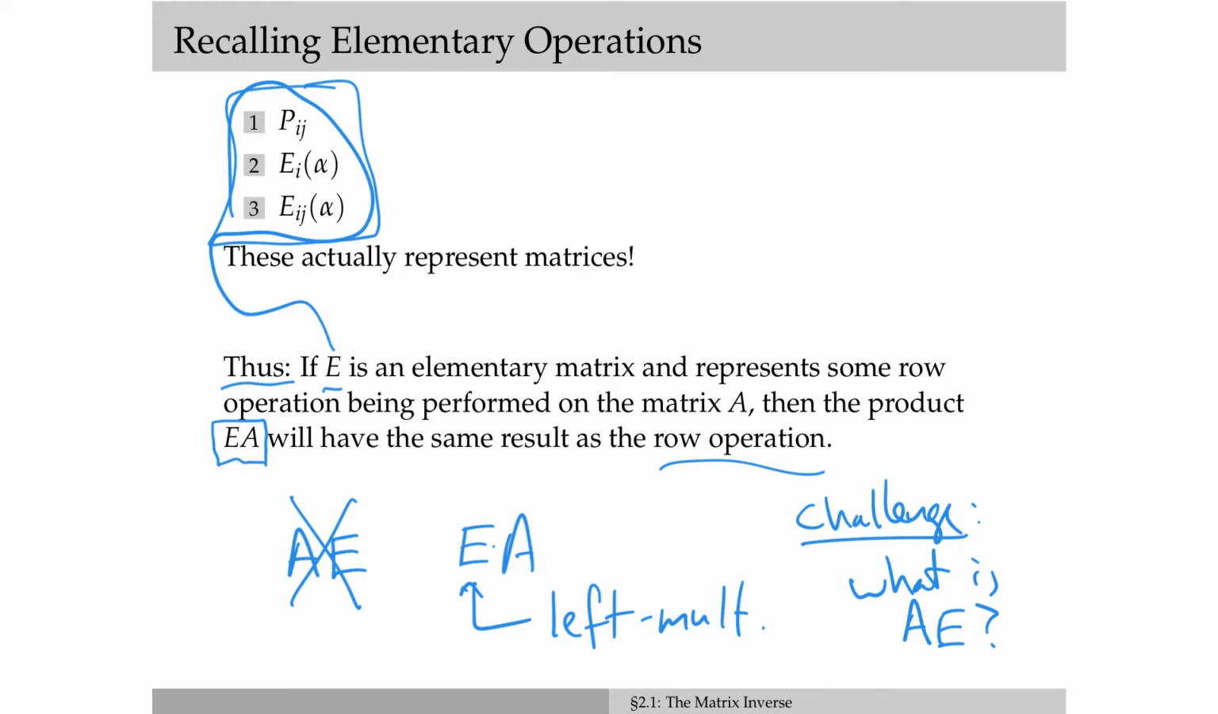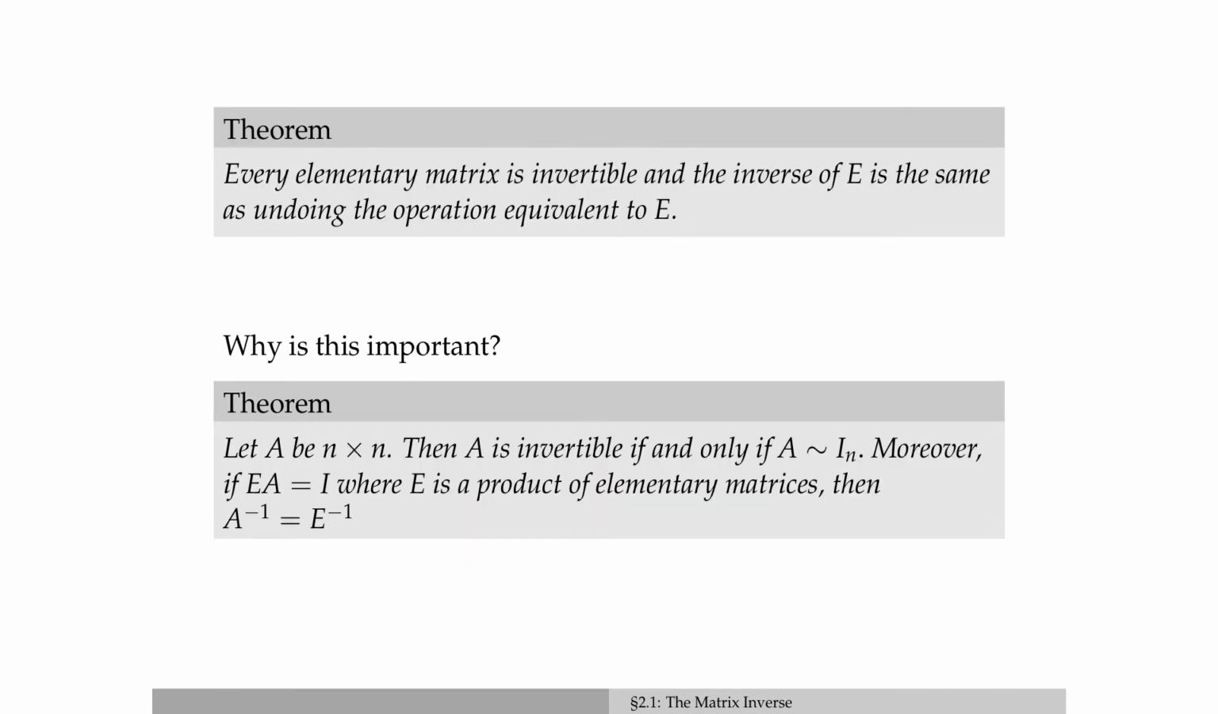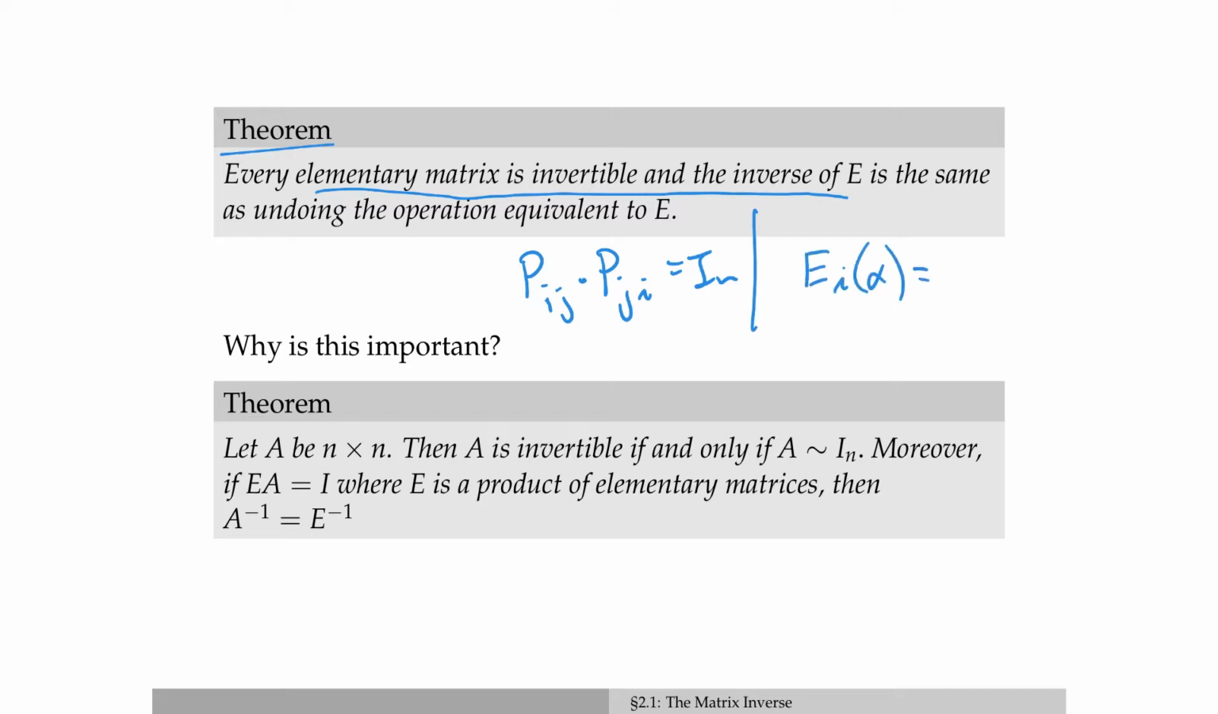All right, theorem. Every elementary matrix is invertible, and the inverse of it is the same as undoing the operation equivalent to E. So in other words, P_ij, that swaps rows i and j. Its inverse is P_ji. All right. E_i of alpha. Its inverse is E_i of 1 over alpha.